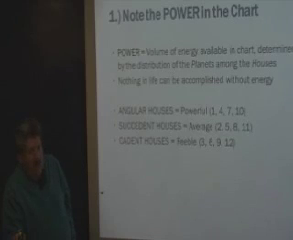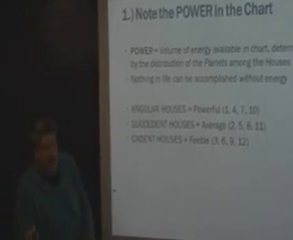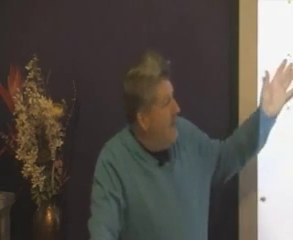Now, the way to look at this when we're looking at a chart is we're at a concert. However, we are sitting inside the auditorium. The concert is being played outside the auditorium. And so, depending on where you're sitting, is going to determine your acoustics. If you're by an open door, you get full volume, angular houses. If you're by an open window, you get average volume, succedent houses. If you're by the wall, you're going to get feeble sound acoustics, and these are the cadent houses. So different houses in a chart allow different volumes of energy to express.